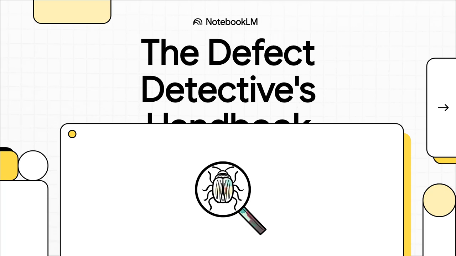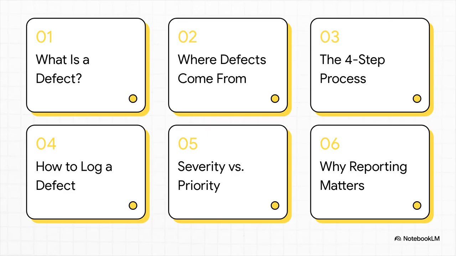Welcome to The Explainer. Today, we're grabbing our magnifying glasses and opening the case file on a skill that's, well, absolutely crucial in software development: defect management. So, here's what we're going to cover. We'll go from the very basics, like what a defect even is, all the way to filing that perfect report. By the end, you'll be a regular defect detective. So, let's start our investigation with the most basic question there is.